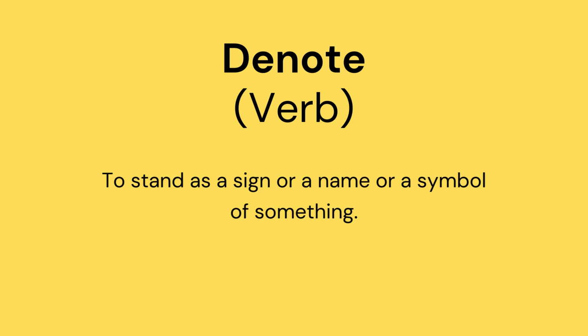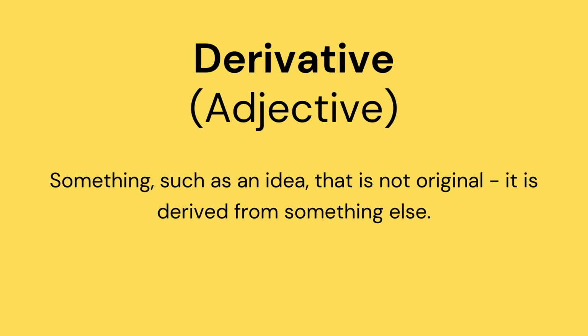Denote is a verb and it means to stand as a sign or a name or a symbol of something. Derivative is an adjective and it means something such as an idea that is not original. It is derived from something else.